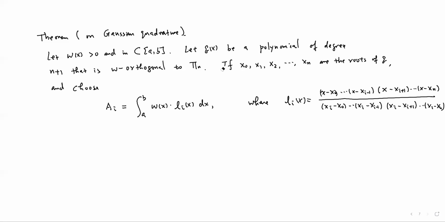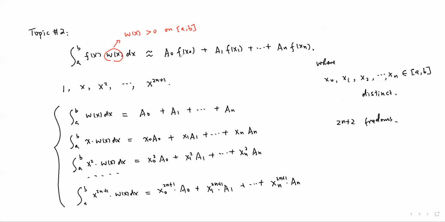Let me choose the nodes as the roots of Q and choose A in this way. Then this formula, let me give a name to this formula. Let me call it formula 1.